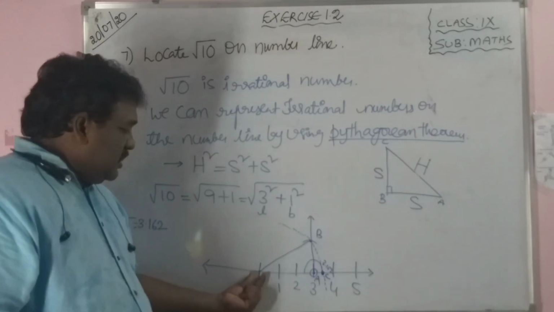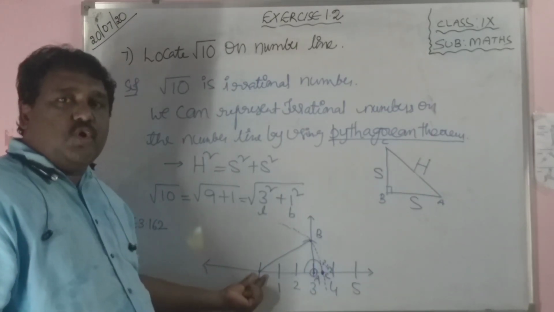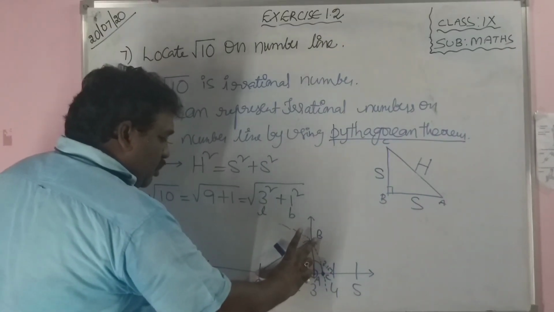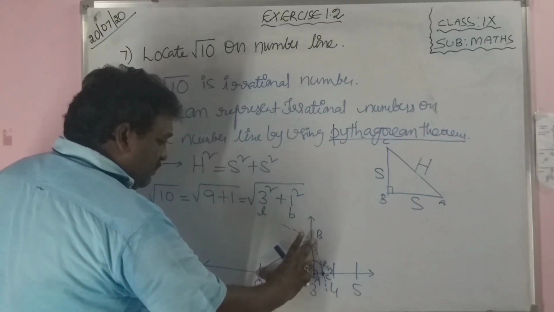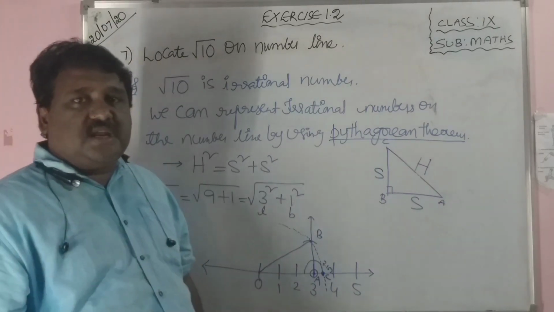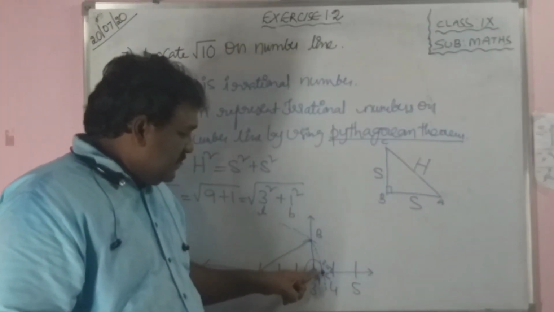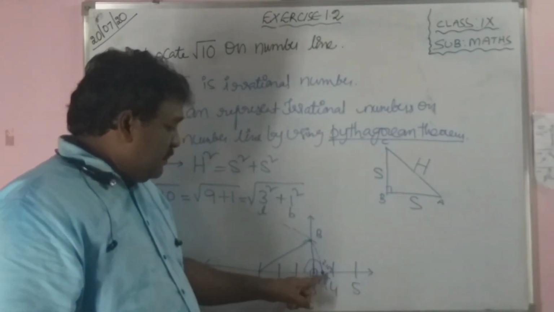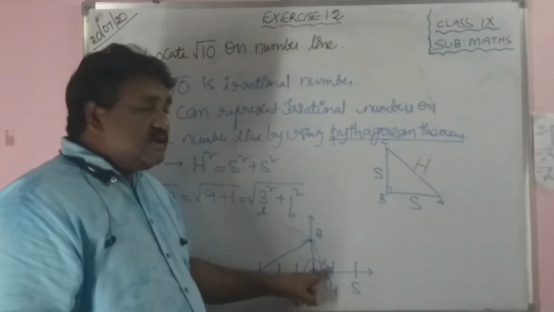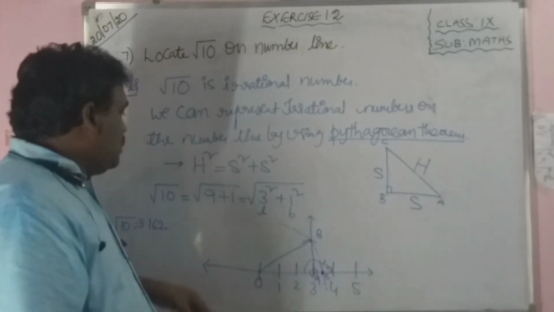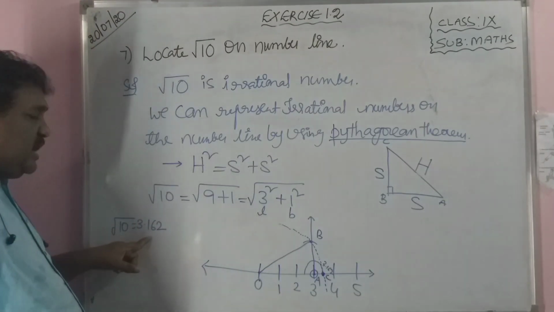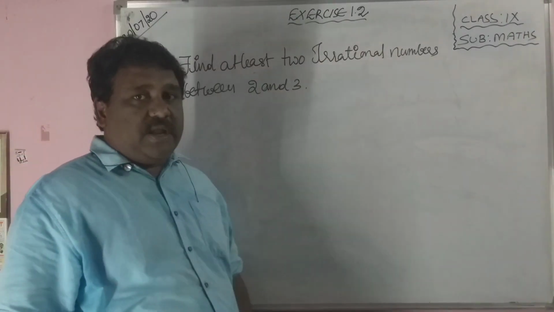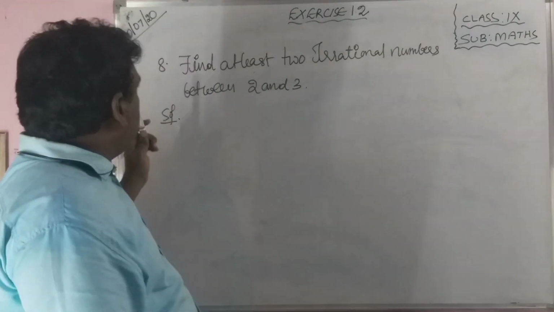Next, keep your compass at O. O as center, with the help of the compass take OB as radius. Adjust your compass to OB. Draw an arc with a dotted line. That dotted line touches the number line at a point C. It is nothing but 3.162. What is root 10? 3.162.